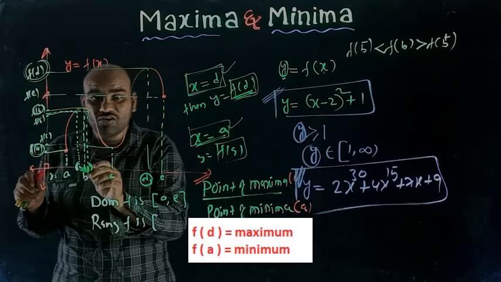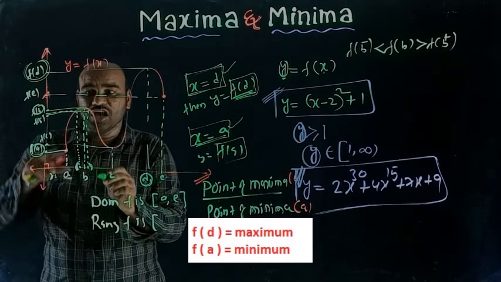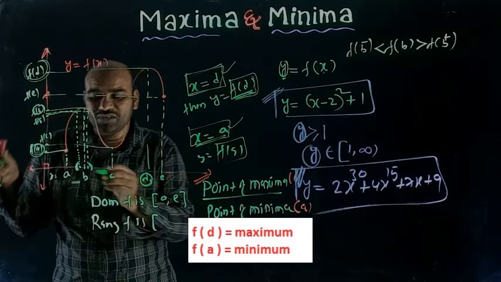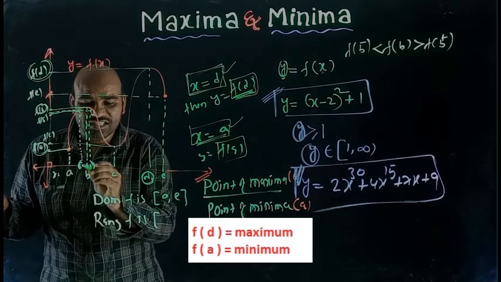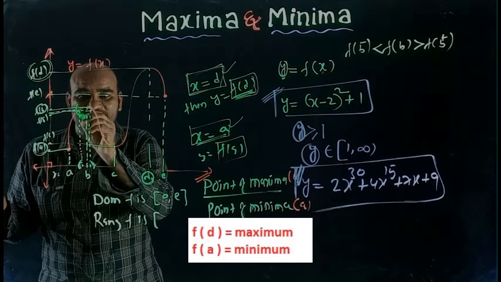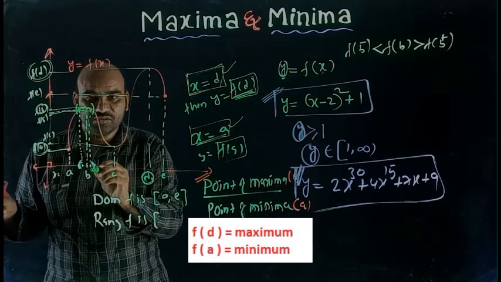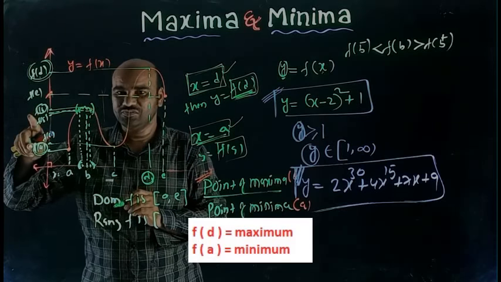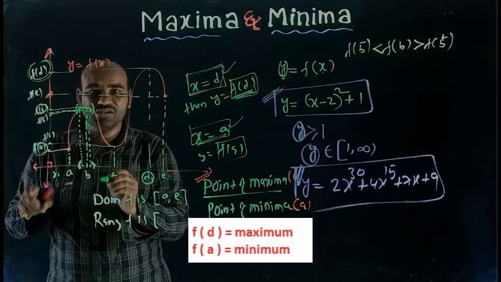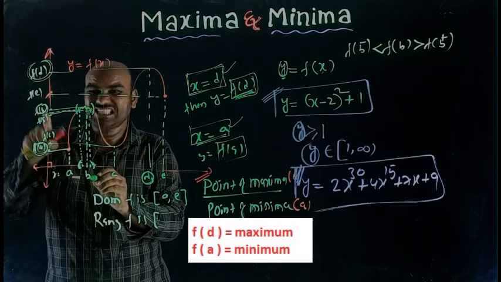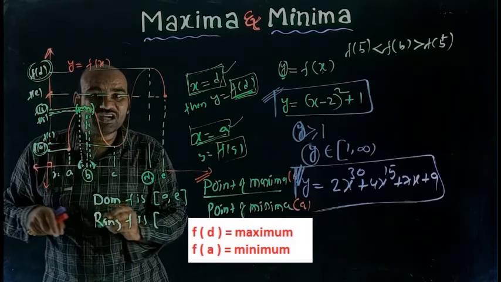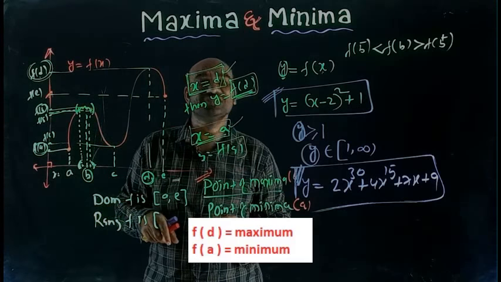Means in the neighborhood of x equal to b, the output f of b will be the maximum. If you take the x values in the neighborhood of b, your graph will be like this. In this piece of graph, x equal to b only is giving the maximum value. So here x equal to b is called a local point of maxima.